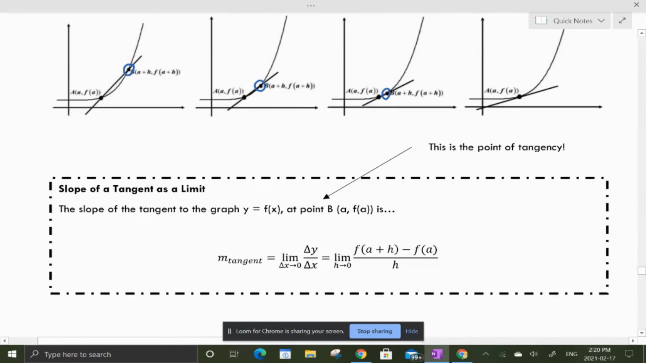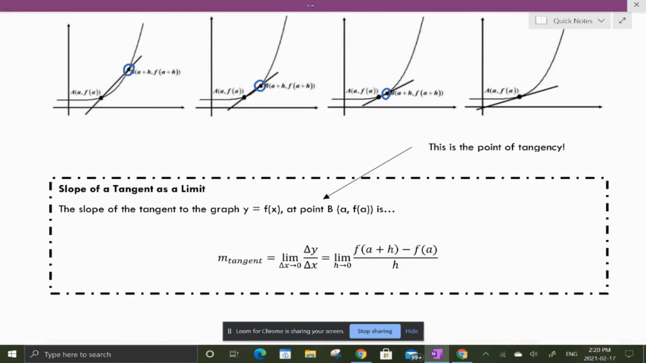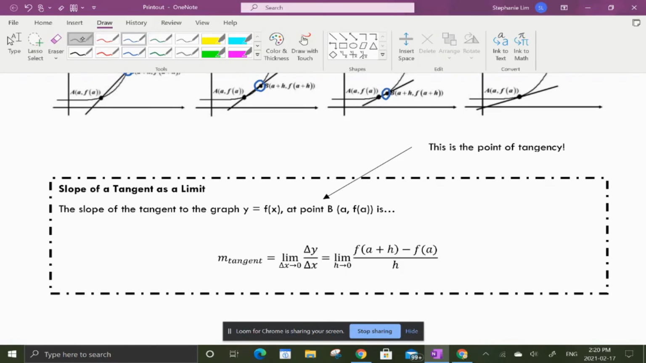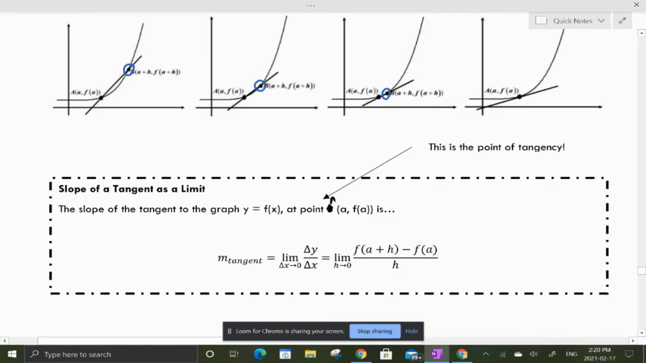So in this, it says the slope of a tangent as a limit. So the slope of the tangent to the graph y equals f of x at point A, where it's a and f of a, is going to be given by the following equation. The slope of your tangent is equal to the limit as h approaches 0 of f of a plus h minus f of a, all over h.